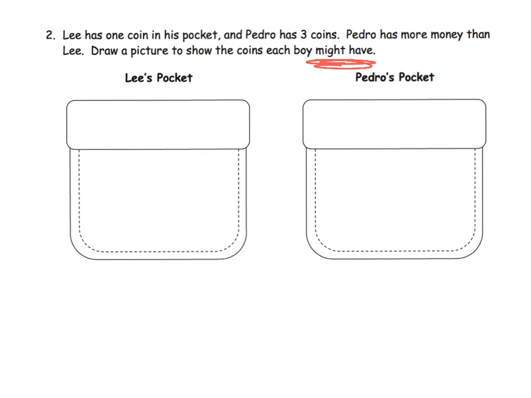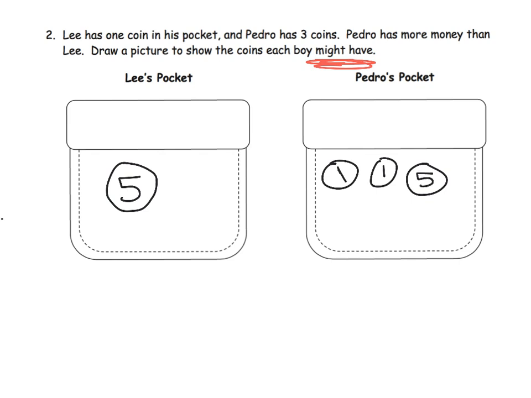So what's one coin that could be in Lee's pocket? Well, let's say a nickel. Lee has a nickel. Pedro has more money than Lee, and he has to have three coins. It can't be three pennies, because three pennies would only be 3 cents, right? But we can have two pennies, and then a third coin could be a nickel. So that's more money than Lee. Is that the only answer? No way. There's a ton of different answers that would work. We're just going to let the students come up with how Lee can have one coin, Pedro could have 3 coins, but Pedro has more money than Lee.